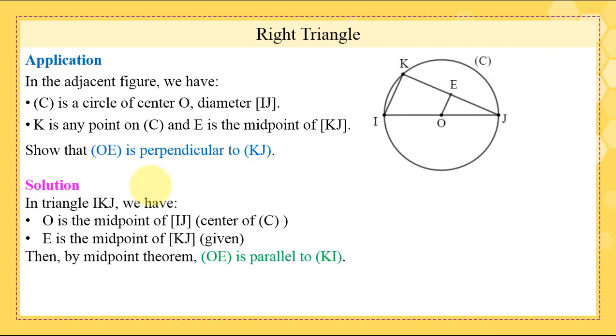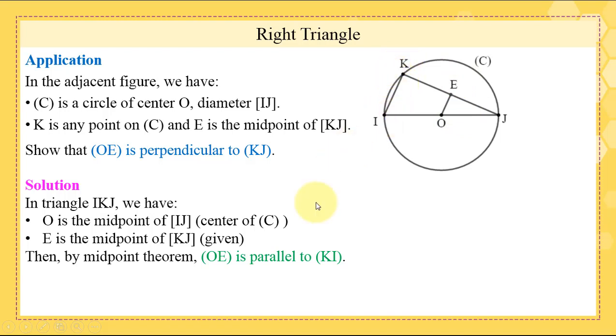We want to show that OE is perpendicular to KJ. First, we have O is the midpoint of IJ because O is the center of the circle. E is the midpoint of KJ given. Then by midpoint theorem, in triangle IJK, we have OE is parallel to IK.